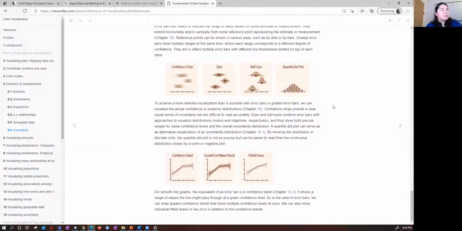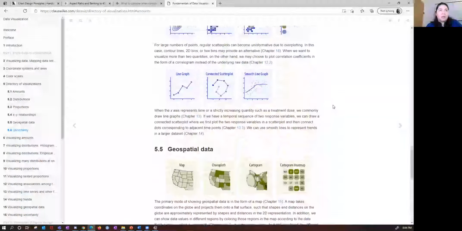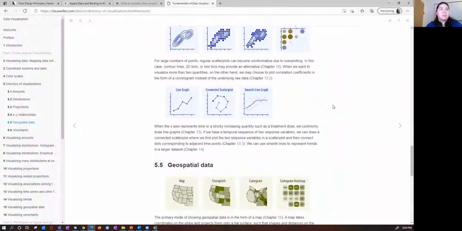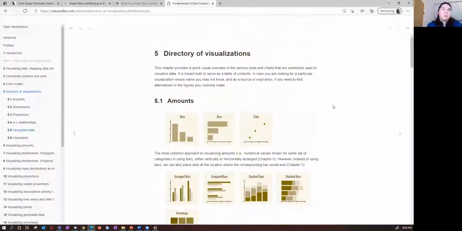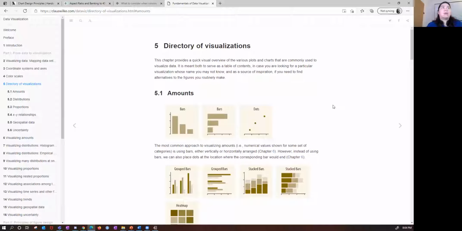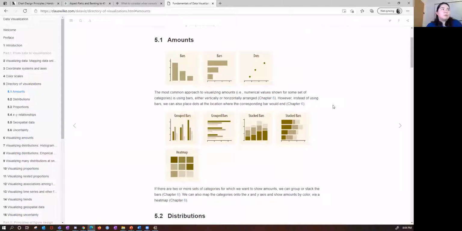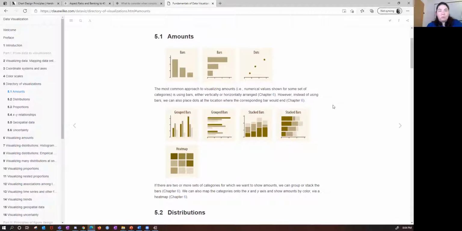So again, this is just to give you some vocabulary to group these in your mind in segments and how we're going to cover these throughout this quarter. Okay, so our first thing we're going to do is go into the amounts, and then we're going to do distributions, and that will be it for today.